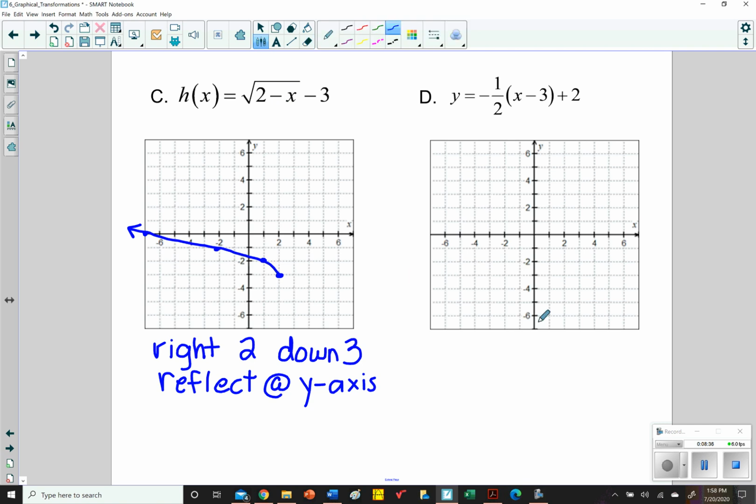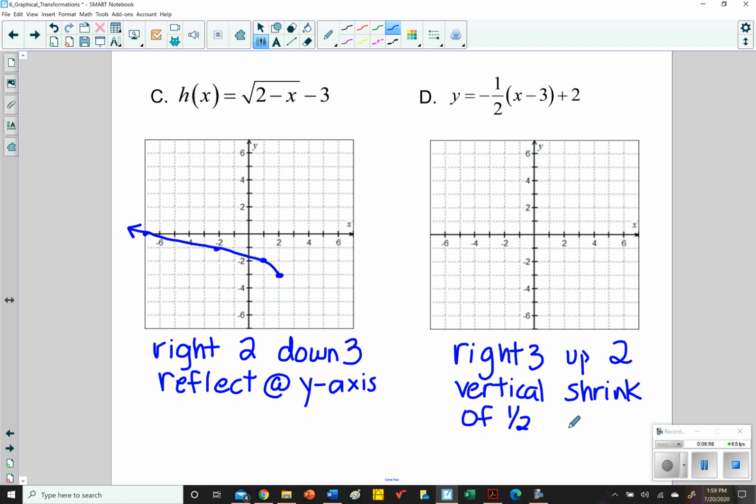Then the last one in our example, we've got -3, so that's a movement to the right 3. And then +2 is up 2 units. And the 1/2 is a vertical shrink. So we have a vertical shrink factor, but it's also a negative, which is going to reflect it. And the reflection is going to be about the x-axis. So reflect about the x-axis.